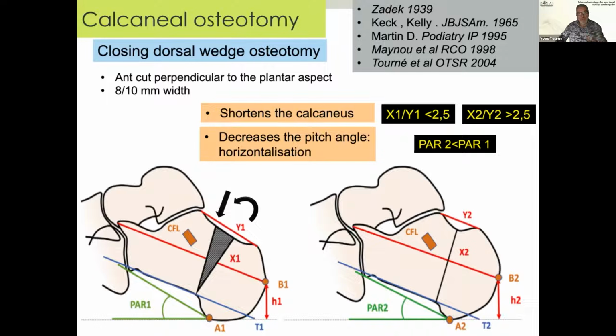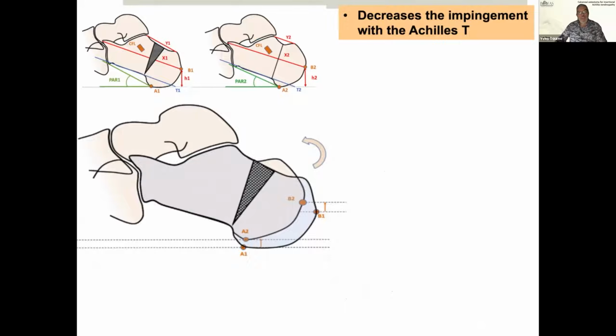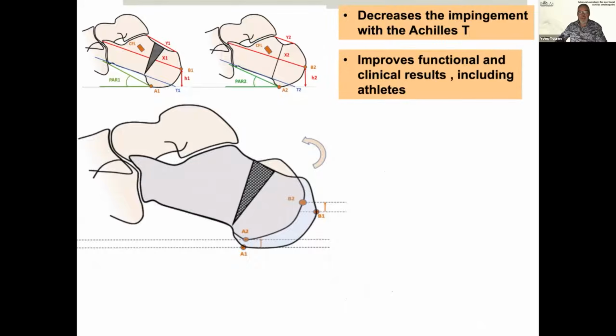We also decrease the pitch angle because it's a geometrical effect of this osteotomy, and the pitch angle preoperatively is higher than the pitch angle postoperatively. We also decrease the impingement with the Achilles tendon by moving forward the greater tuberosity. That improves functional and clinical results, including in athletes, because it was also a debate with some colleagues.